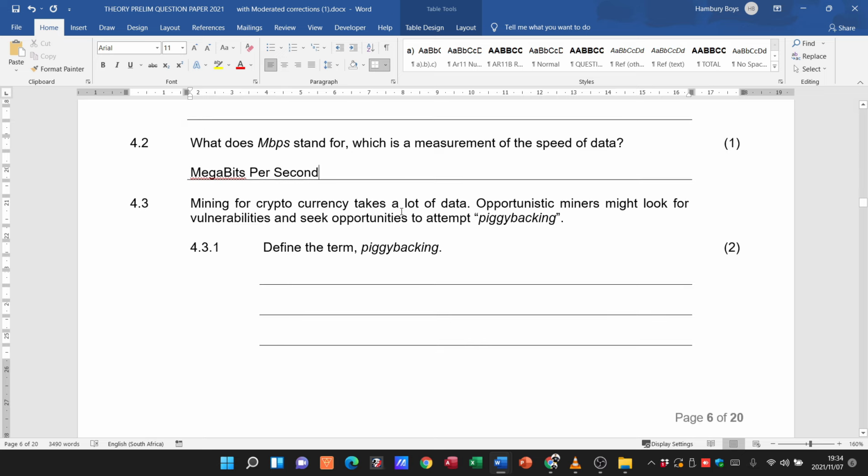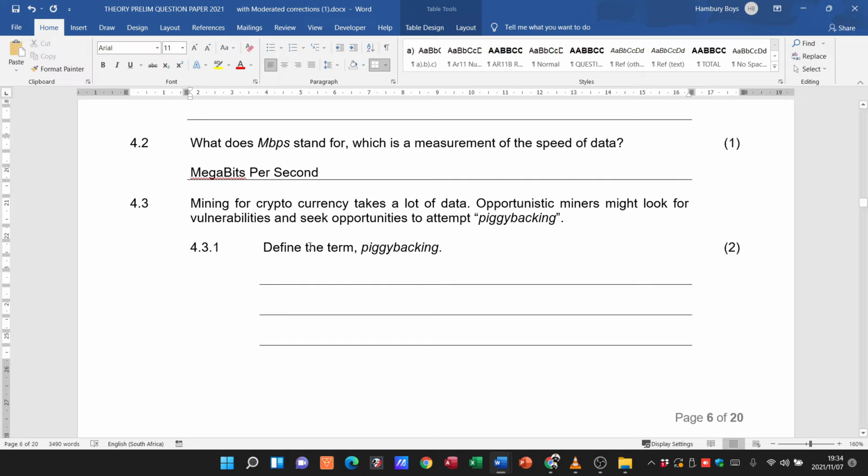Mining for cryptocurrency takes a lot of data. Opportunistic miners might look for vulnerabilities and seek opportunities to attempt piggybacking. Now, if I ask someone to piggyback me, I'm basically asking them to put me on their back. Why? Because maybe I'm tired of walking. I need them to carry me a certain distance. So I'm using their energy, I'm using their speed, I'm using everything from them to get myself from point A to point B. So think about that when you think about piggybacking.